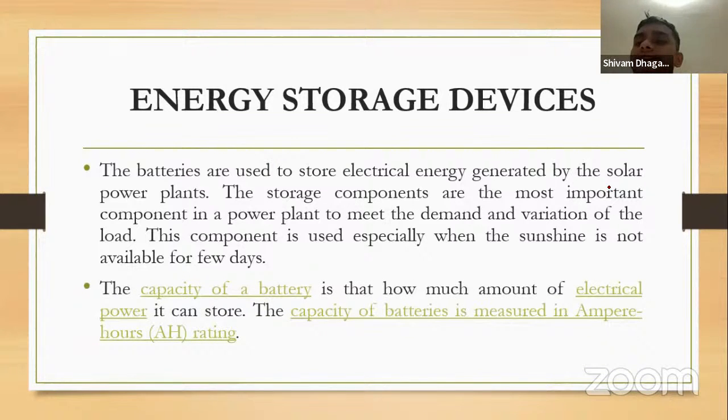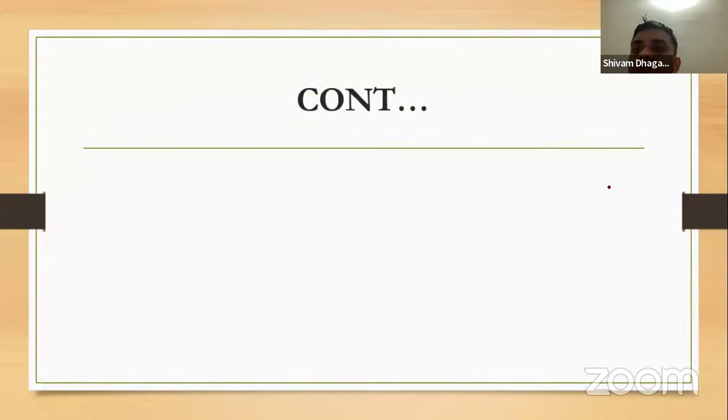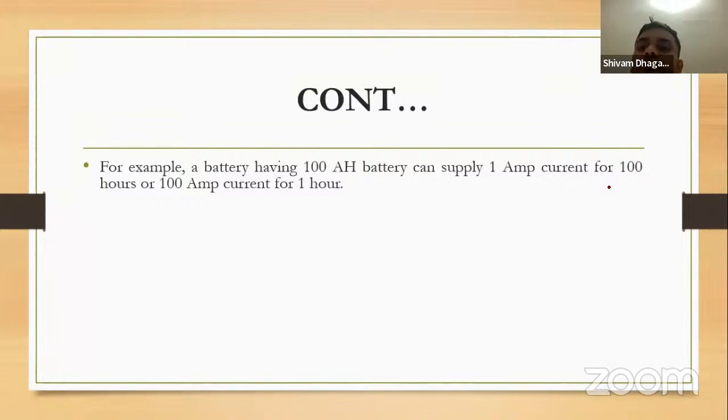The capacity of a battery is how much electrical power it can store. The capacity of batteries is measured in ampere hour rating. For example, a 100 ampere hour battery can supply 1 amp current for 100 hours or 100 amp current for 1 hour. So it can be both ways: 1 amp for 100 hours, or 100 amps for 1 hour.